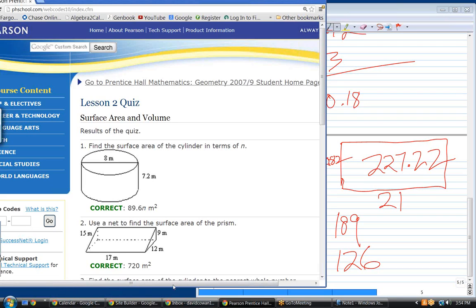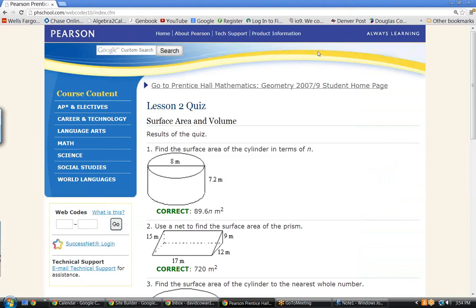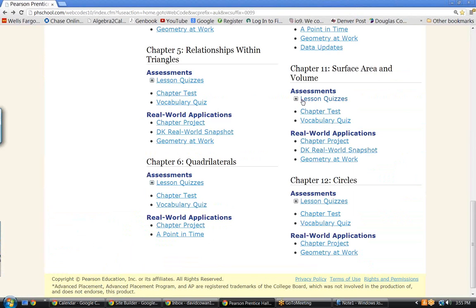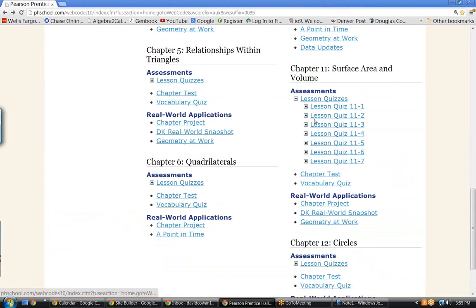Right. Okay. And you wanted to go over 11.3 also? Yeah, and then on Wednesday I'll have 11.4 and 11.5. Okay.